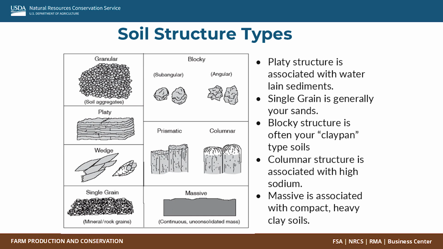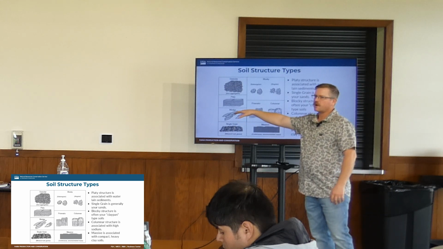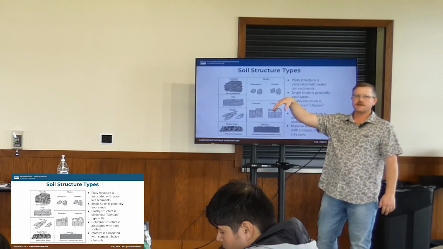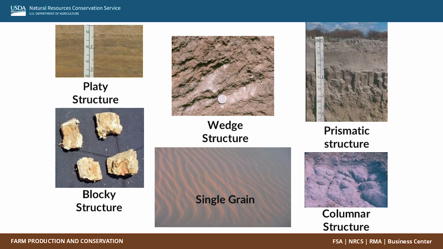The platy, that's pretty much compacted soil. The prismatic, the wedge, this wedge shape you're going to find in high smectitic clays. Massive, that's typically where you're going to describe your C horizons. Blocky, this is real common, probably the most common soil structure. And then single grain, that's going to be all your sand. And here's just a couple pictures of each of those.